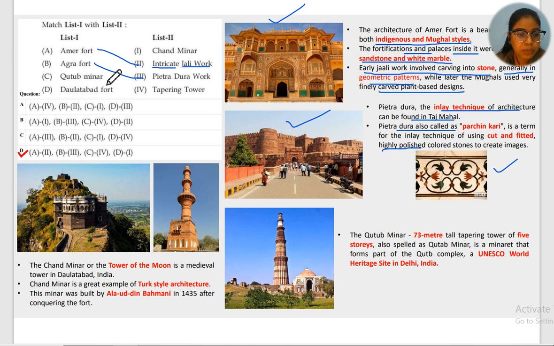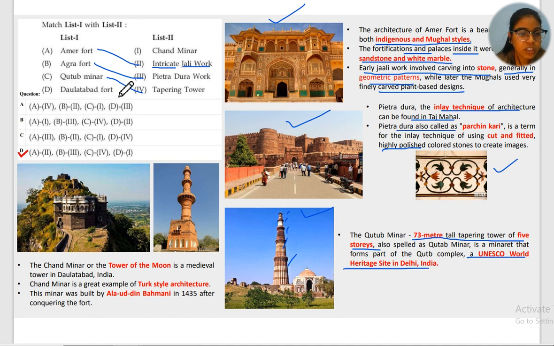Option C is the Qutub Minar. The Qutub Minar has a special feature of a tapering tower. This is the image of Qutub Minar. It is a 73-meter tall tapering tower of 5 stories. These 5 stories are currently present in Qutub Minar. Also, it comes under the UNESCO World Heritage Sites in Delhi. The name of every UNESCO World Heritage Site is also important because most of the time questions are asked from UNESCO World Heritage Site names.